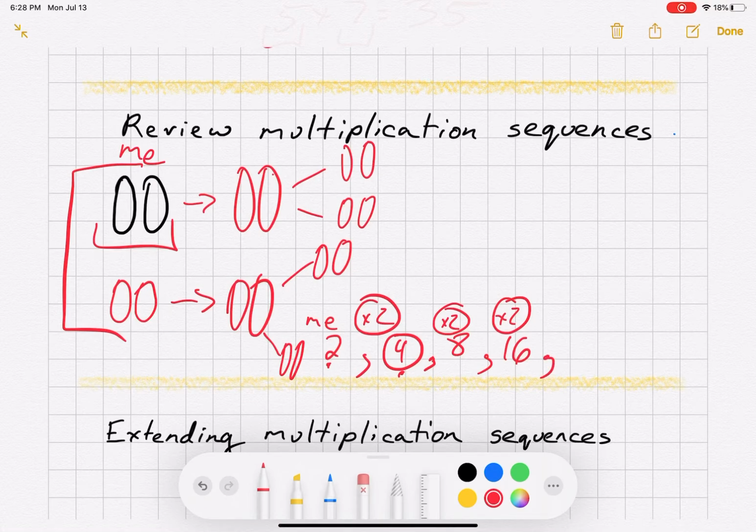Now, what would the next 2 numbers be? So pause the video and see if you can figure those out. All right, so if I'm going to bring up double the amount of people that are there again, okay, 16 times 2 is 32, and then 32 times 2 is 64.